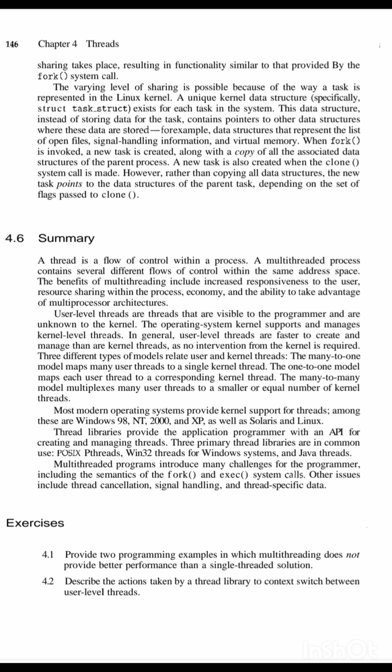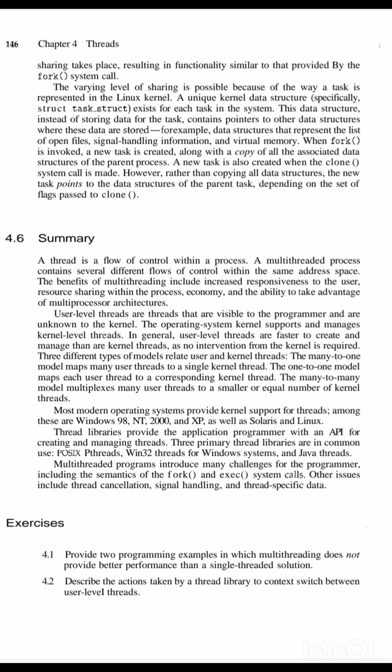When fork is invoked, a new task is created along with a copy of all associated data structures of the parent process. A new task is also created when the clone system call is made. However, rather than copying all data structures, the new task points to the data structures of the parent task, depending on the set of flags passed to clone.